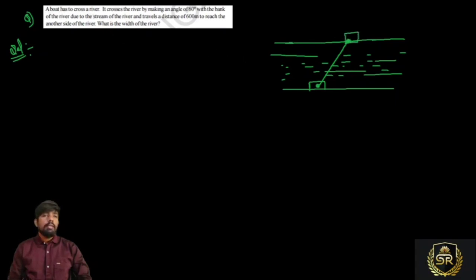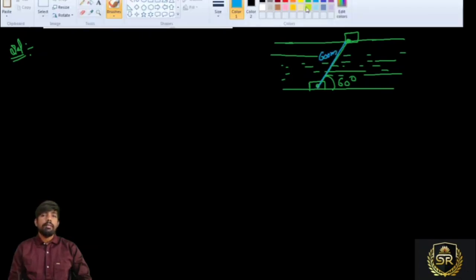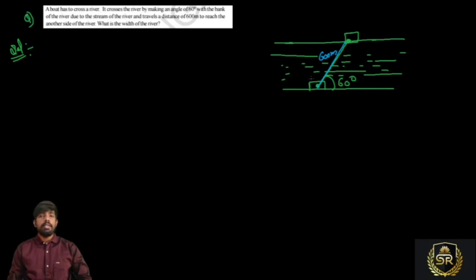A boat has to cross the river. It crosses the river by making an angle of 60 degrees with the bank of the river. Due to the stream of the river, it travels a distance of 600 meters. That means this distance is what? This distance is 600 meters.